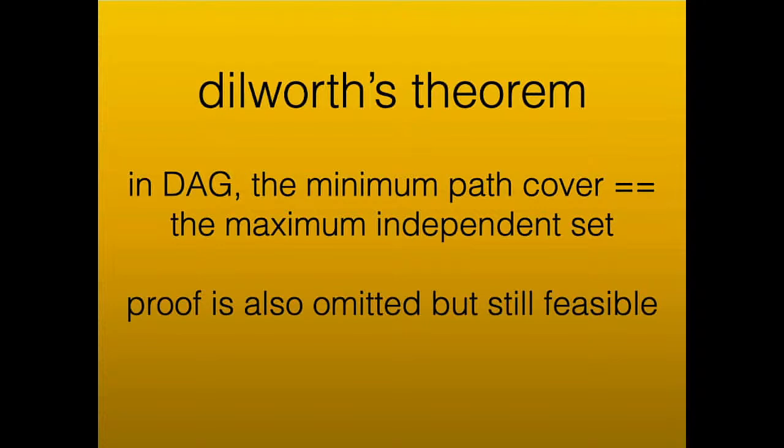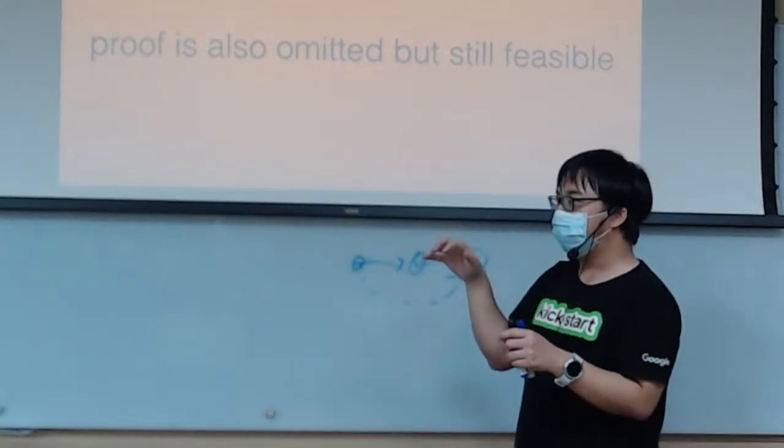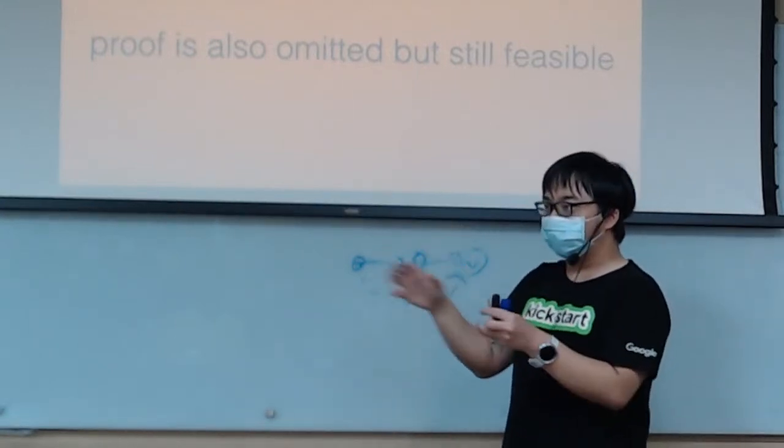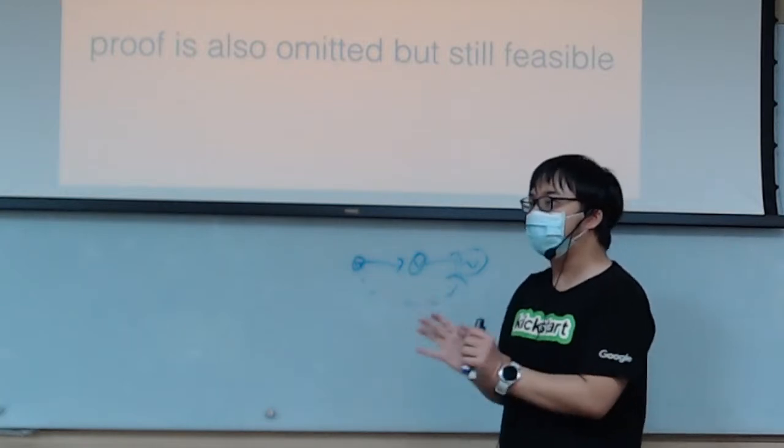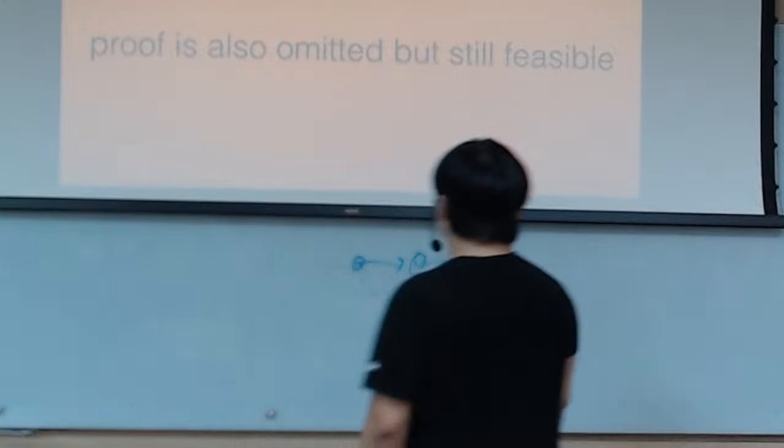Or in another way, the maximum independent set should be such that for each pair of nodes U and V, there must not be a path from U to V or V to U. That's another way of saying it. Okay.